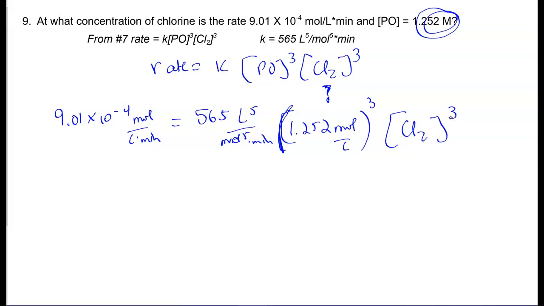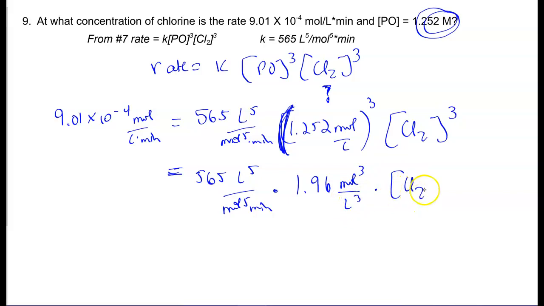I do need to go grab a calculator, so I'm going to pause this. I'll be right back. Okay, so now we're going to figure out this side mathematically. So 5.65 liters to the fifth, moles to the fifth, minutes. Now I have to cube everything inside this because PO has to be cubed. So we're going to take 1.252 and cube that, using the y to the x or caret button. That's going to be, rounding, 1.96, but don't forget that's going to be moles cubed over liters cubed, still times Cl2 cubed.